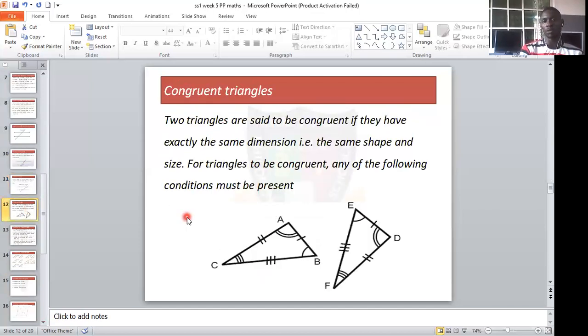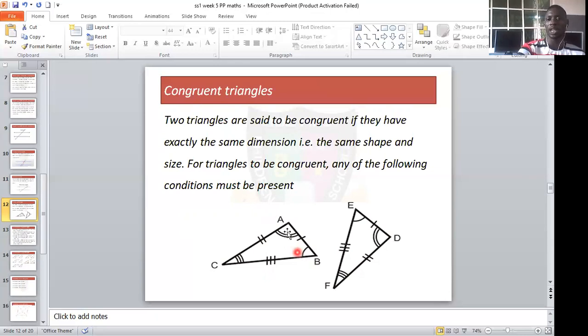Congruent triangles. Two triangles are said to be congruent if they have exactly the same dimensions. In your junior classes, we discussed similar triangles. In similar triangles, they are equal in shape. If you say similar triangles, from the basic English, they have the same shape. But when you call two triangles congruent, their dimensions are the same. That is, their sides must be equal, and their interior angles must also be equal.